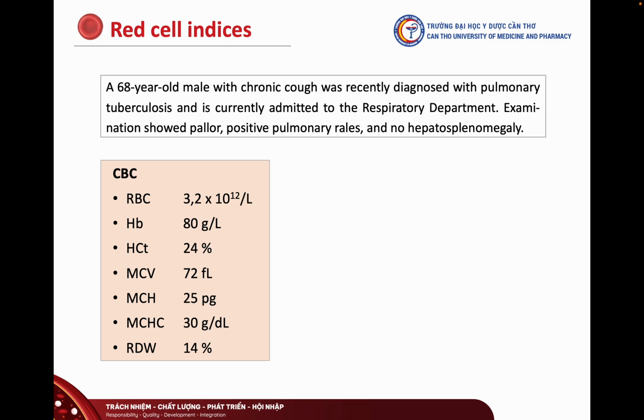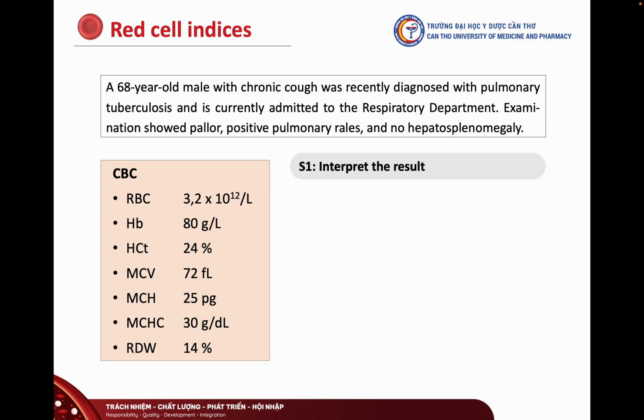Notably, there is no hepatosplenomegaly. Now let's take a look at his CBC result. When we analyze the result, we reveal a case of microcytic and hypochromic anemia, due to his MCV and his MCH being lower than the threshold.